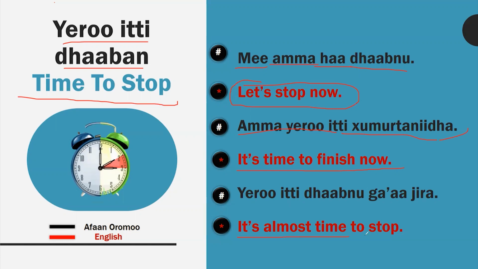The next one is it's almost time to stop. It's almost time to stop means in Afaan Oromoo yeroo itti dhaabnu ga'aa jira, or yeroo itti dhaabdan ga'aa jira. You can say dhaabnu, which includes us, okay? If a teacher is teaching today, he can say dhaabnu. Or if he's giving a test, yeroo itti dhaabdan, like this. Let me write it for you, okay? Yeroo itti dhaabdan means, in Afaan Oromoo, when you are going to give students an exam or tests, you can say yeroo itti dhaabdan ga'aa jira. It means it's almost time to stop, okay?